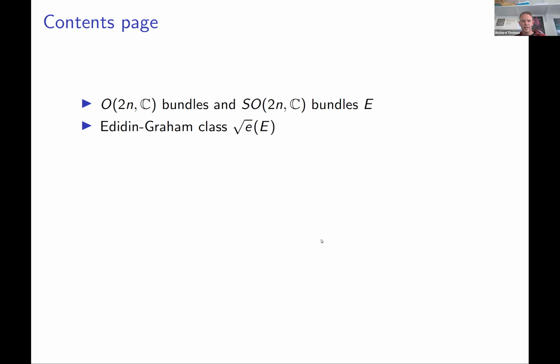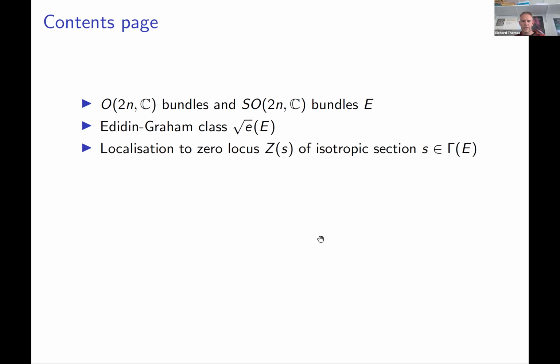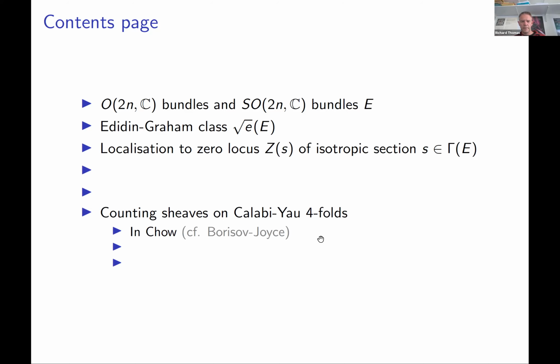So the main thing I'm going to do is explain this Edidin-Graham class and why I'm calling it a square root Euler class for quadratic bundles or orthogonal bundles. I'm going to explain how you localize this class to the zero locus of an isotropic section, just as you can localize in Fulton's book the Euler class of a bundle to the zero locus of a section. The relevant thing here is an isotropic section. That's the type of section that respects the quadratic structure, as I'll explain. And then you can localize this Edidin-Graham class to its zero locus.